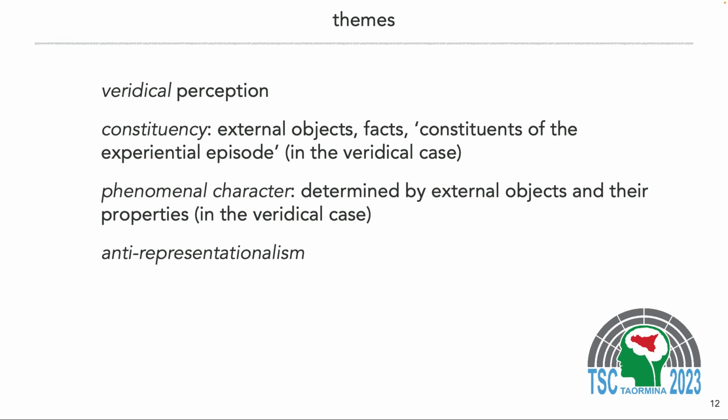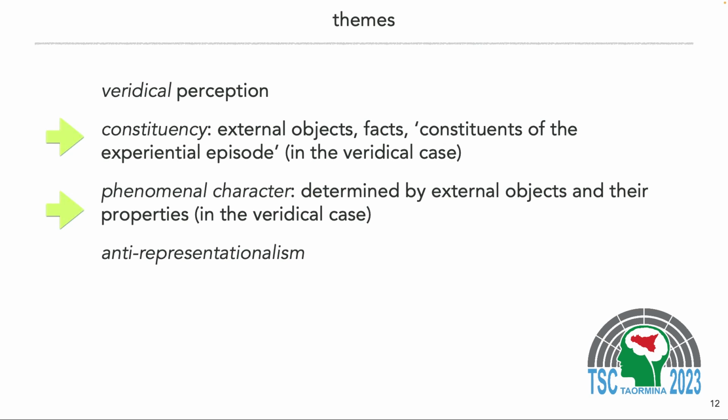There's the emphasis on veridical perception. There's the claim about constituency. Facts or objects are constituents of the experiential episode, at least in the veridical case. We've got a claim about phenomenal character. It's determined by external objects and their properties, at least in the veridical case. And then we've got anti-representationalism. And with respect to constituency and phenomenal character, I think this is something of a distraction.